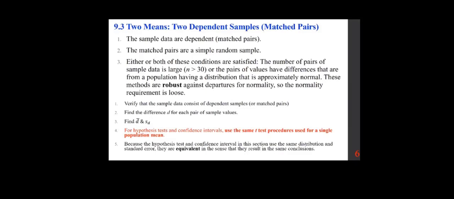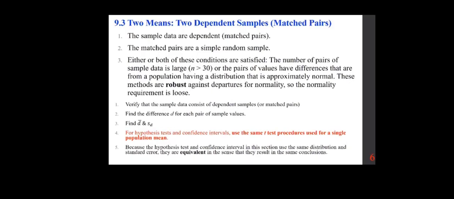The sample data are dependent, which means we're dealing with matched pairs. We are dealing with a simple random sample always. I can't emphasize the importance of that. And the number of pairs, n, is large. How large is large? When n is larger than 30. If that's not the case, then we should have a population which is normal or approximately normal.